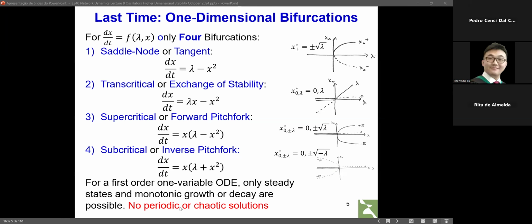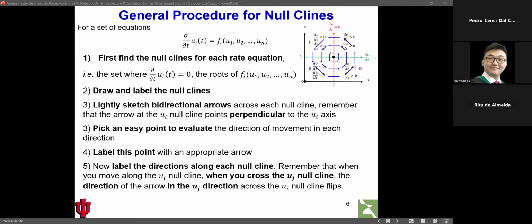Okay, so for a first order one-variable ODE, only steady states and monotonic growth or decay are possible. So you don't have any periodic or chaotic solutions. If you want to do something more interesting than just changing the stability of fixed points, you have to go to higher dimensions.